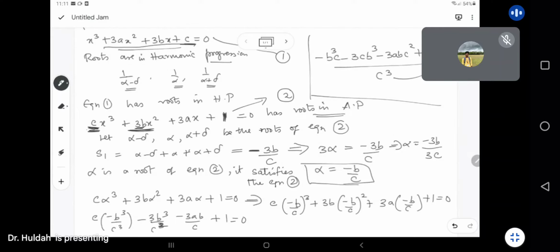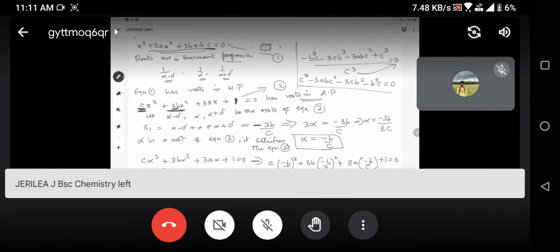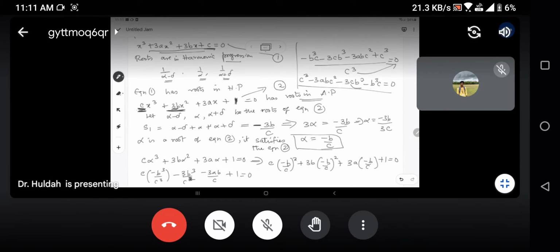You can cross multiply this, so you will get something like this. I'll write the first term as positive. Okay, I can simplify this. There is b cube, so minus 4, minus 4 b cube c equal to 0. That is all. This is the required condition.